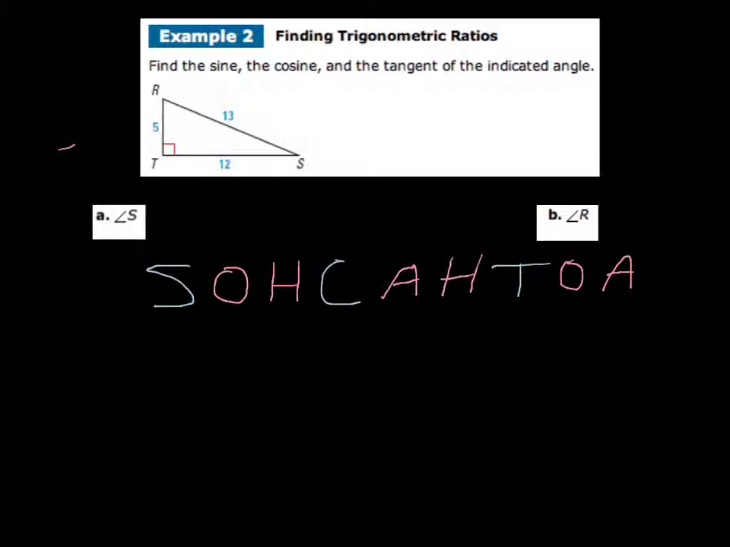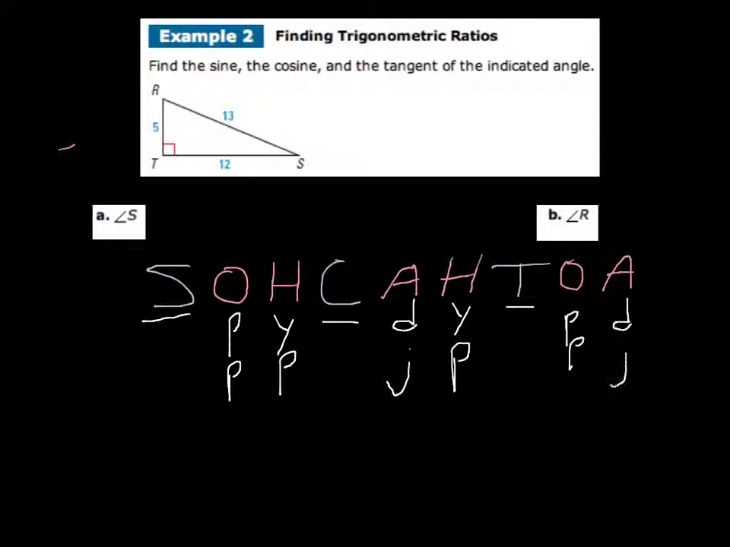One of the acronyms that can help you remember what the sine, cosine, and tangent are is the acronym SOHCAHTOA. The S in SOHCAHTOA helps for the sine. So SOH is opposite over hypotenuse. The cosine is the adjacent over hypotenuse. And the tangent is opposite over adjacent. SOHCAHTOA. Say it with me. SOHCAHTOA.